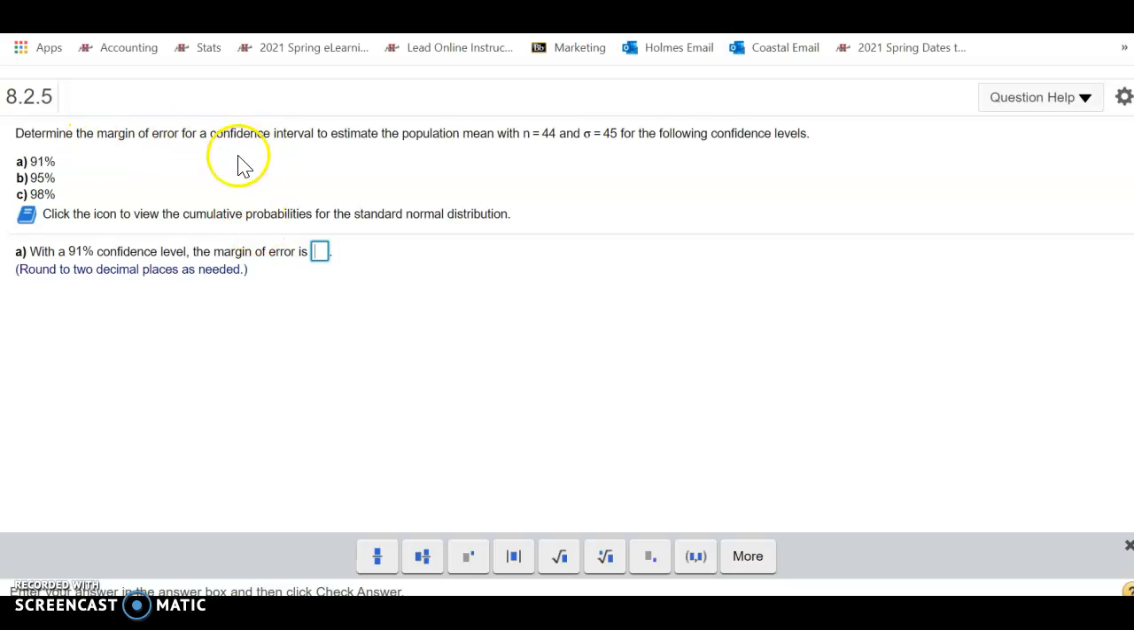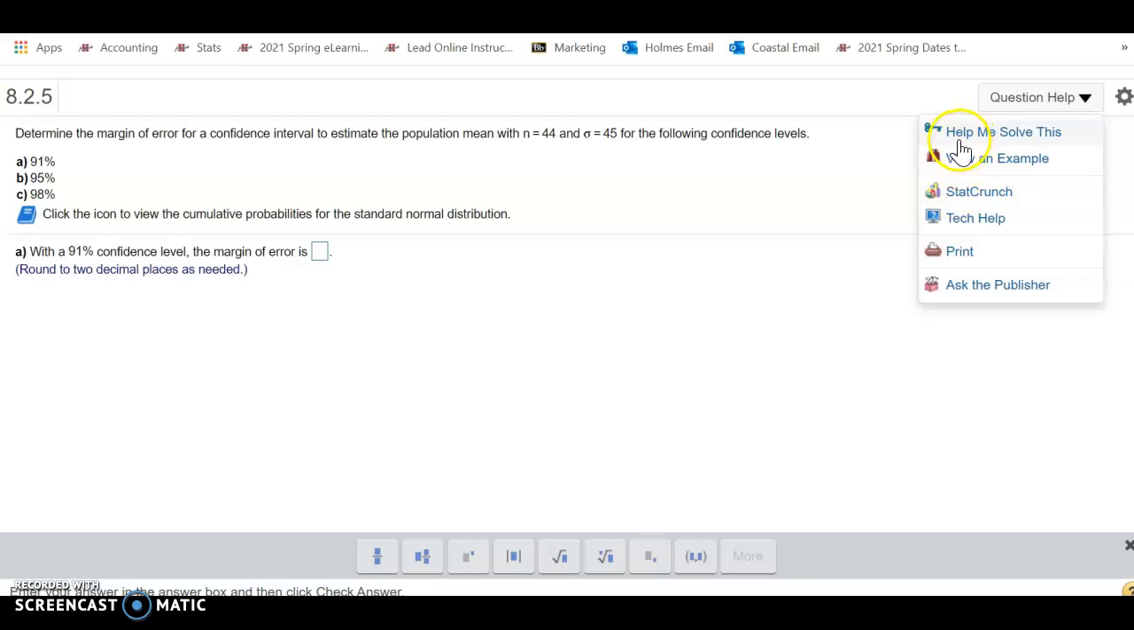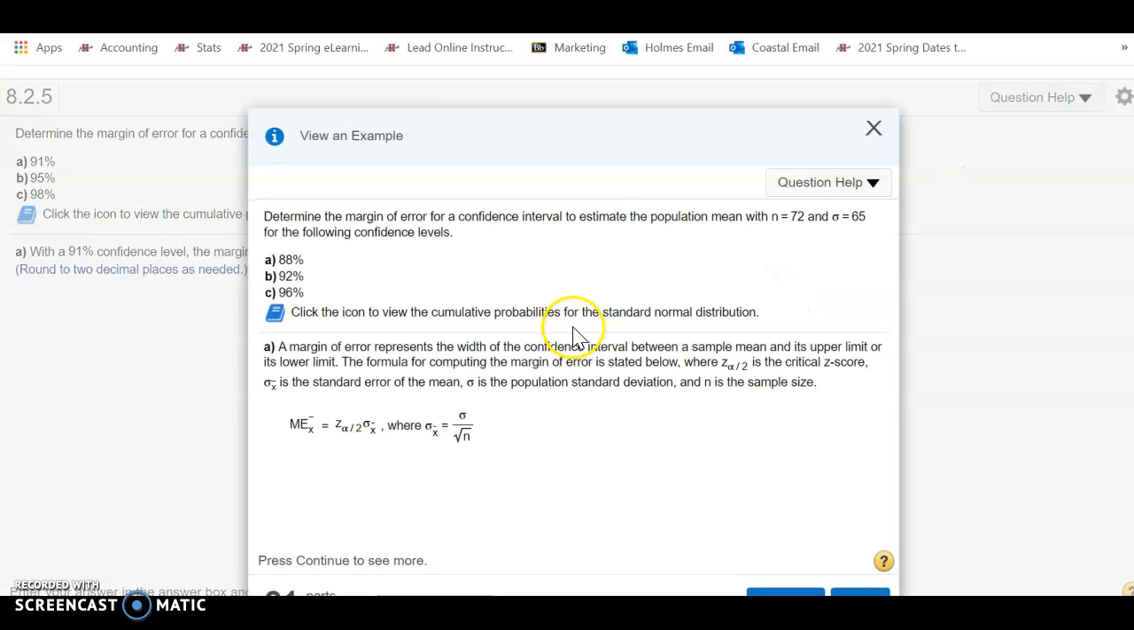Okay, in this problem, it wants you to determine the margin of error confidence interval to estimate the population where n is 44 and the standard deviation is 45. And we want to do the 91% confidence interval. So here is your formula.